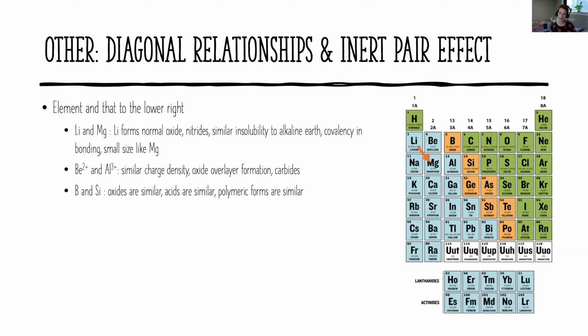One of the nice things about these diagonal relationships is people have thought about trying to substitute in magnesium for lithium batteries, because magnesium has this very similar size and similar properties as the lithium.